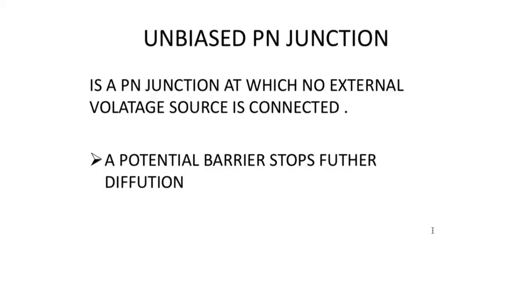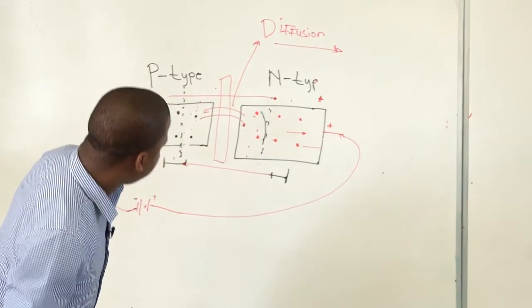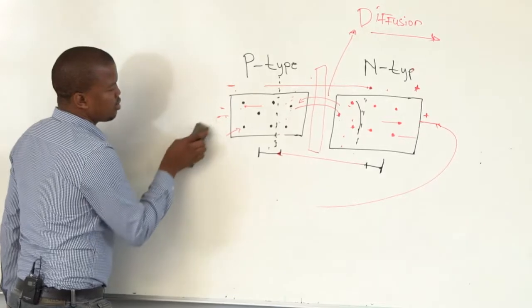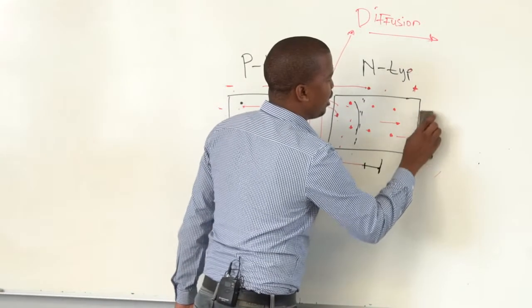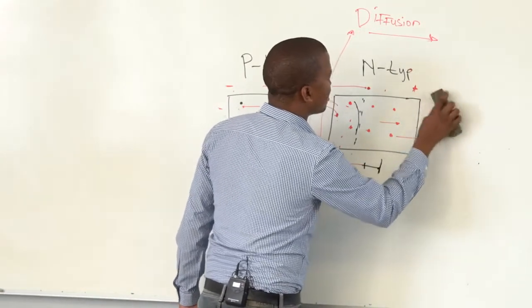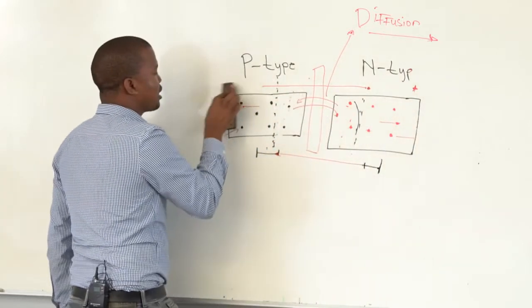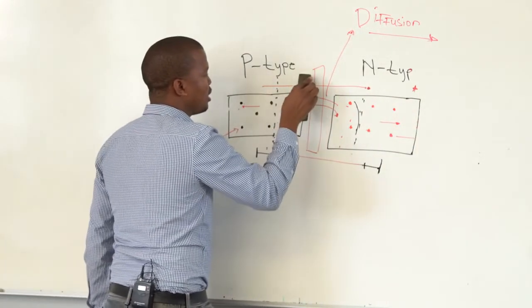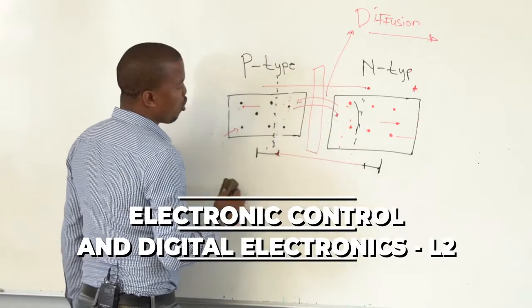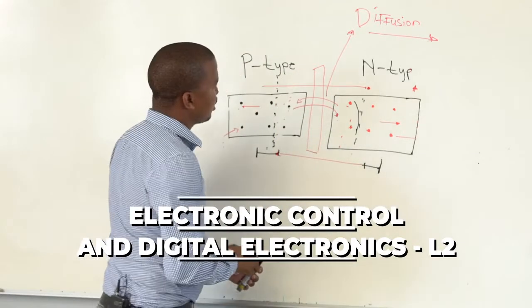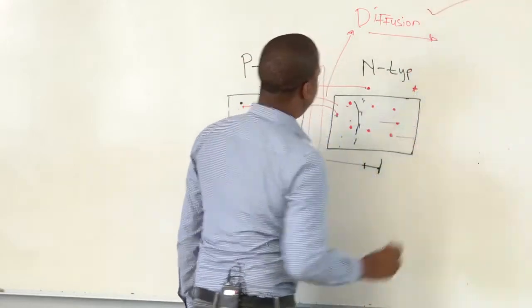Now we get to an unbiased p-n junction. An unbiased p-n junction is a p-n junction at which no external voltage source is connected. A potential barrier stops further diffusion. In this case, there is no external voltage supply. If there is no external voltage supply, our p-n junction will return to its original state. There will be no further diffusion at the junction.